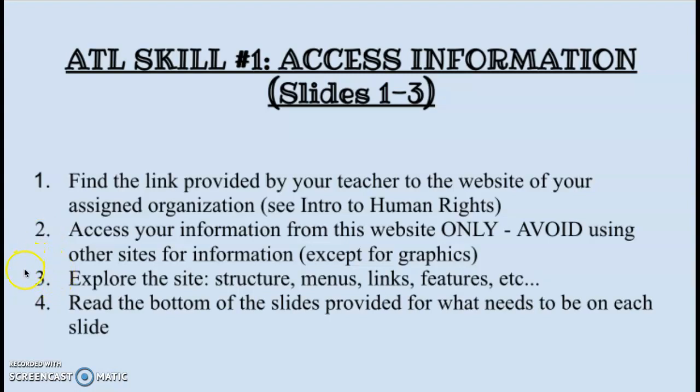Step 3 is explore the site: the structure, menus, links, features, etc. It's important that you understand how to navigate your way around the website. And number 4 is read the bottom of the slides provided for what needs to be on each slide.